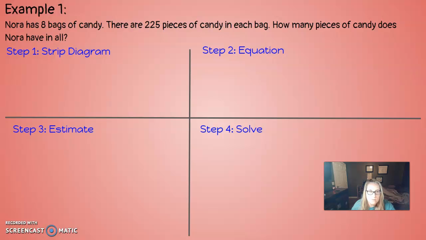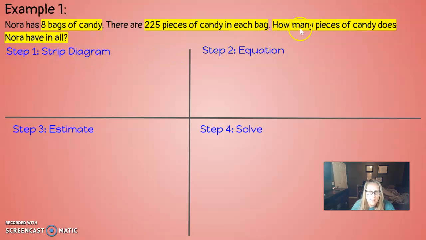So let's do that. Nora has 8 bags of candy. Well, that's important, so I'm going to highlight it. There are 225 pieces of candy in each bag. That's important to know also. How many pieces of candy does Nora have in all? That's what I'm trying to figure out. So I'm going to use this information to create my strip diagram.